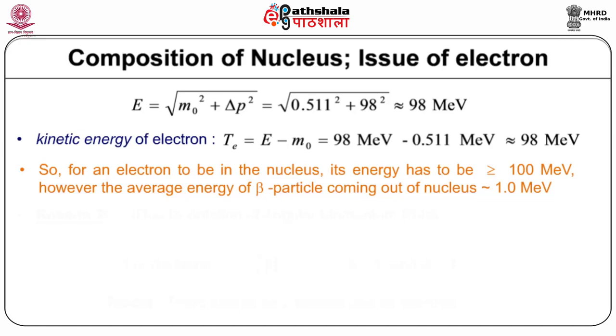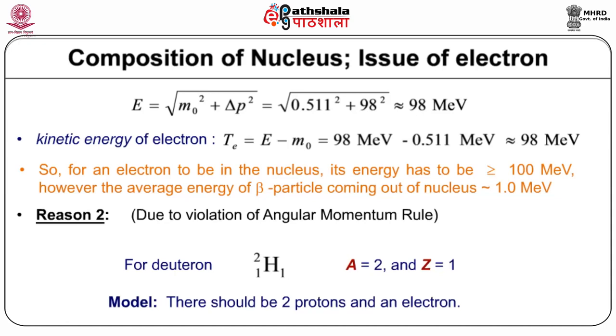Now the next reason why the proton-electron theory was discarded was the violation of the angular momentum rule. Angular momentum is nothing but the total spin of the nucleus. Now for deuteron, we find that the total number of nucleons is equal to 2, in which, if the proton-electron theory is to be believed, mass number A is equal to 2 and Z is equal to 1, that is, the number of protons is equal to 1. So there should be 2 protons and an electron inside the nucleus.